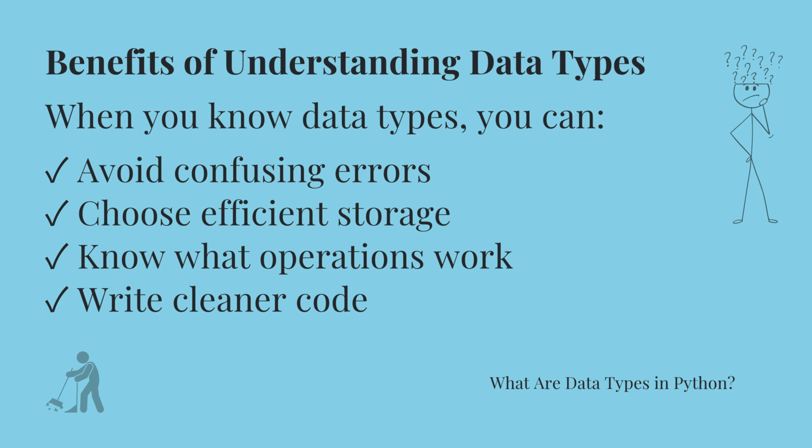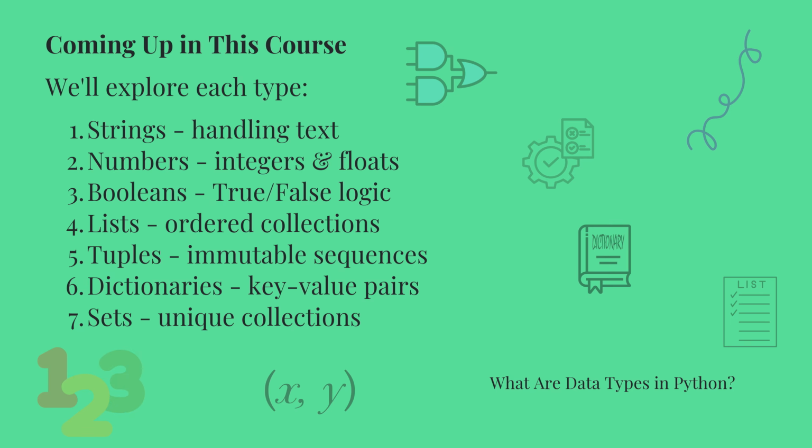In this course, we're going to explore Python's essential data types one by one. We'll start with strings for handling text, then move on to numbers for mathematics. We'll learn about Booleans for true-false logic, and then we'll start reviewing Python's powerful collection types: lists, tuples, dictionaries, and sets. Each section will show you real examples, give you hands-on practice, and help you understand when to use each type. Once you understand these fundamental building blocks, you can combine them to create virtually anything, from simple calculators to complex web applications.